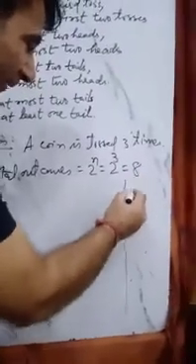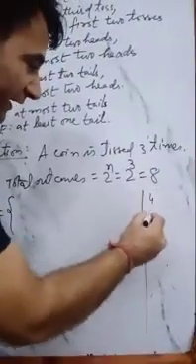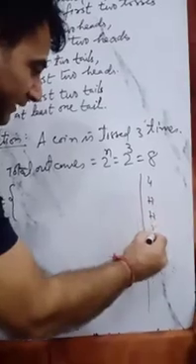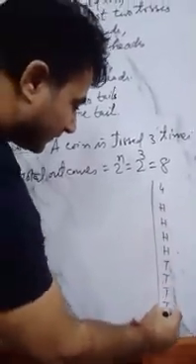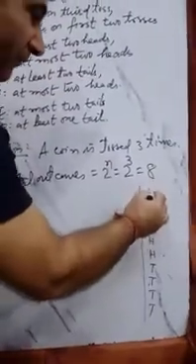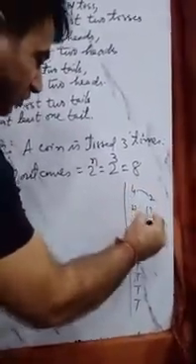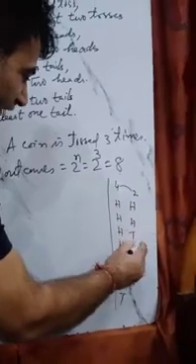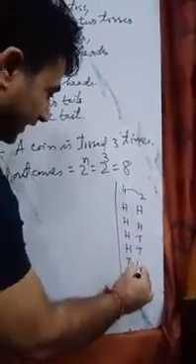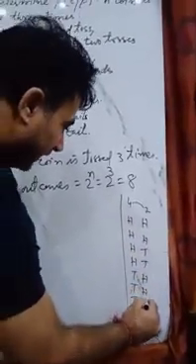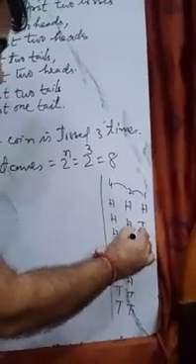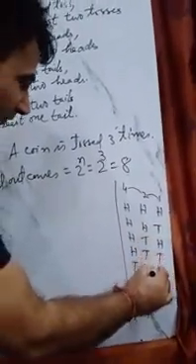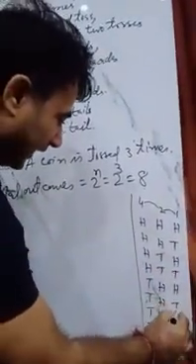What is the half of 8? That is 4. So we can write 4 heads and 4 tails. Now what is the half of 4? That is 2. So we can write 2 heads and then 2 tails. Again 2 heads, then 2 tails. What is the half of 2? That is 1. So we write 1 head, 1 tail, head, tail, head, tail.